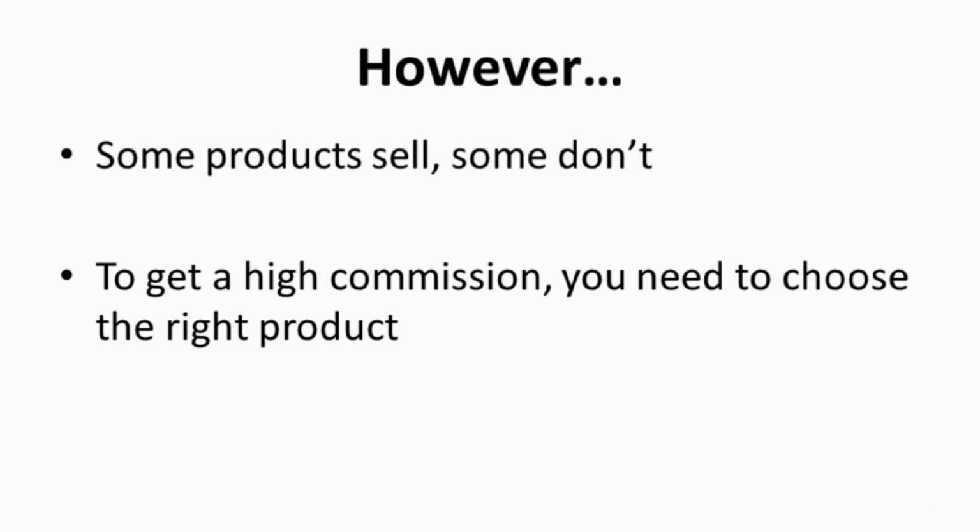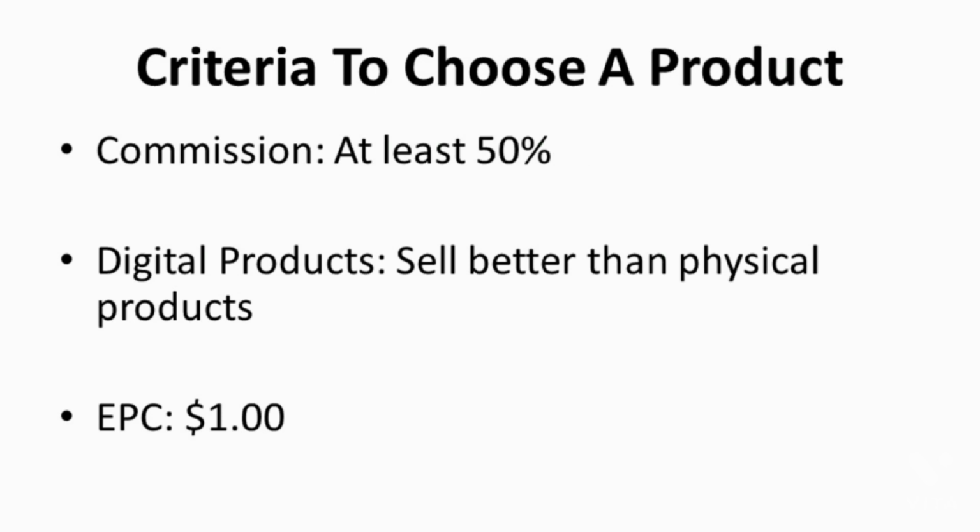However, some products sell and some don't. That has always been how business works. If you choose the wrong product, you will not earn as much as you would expect. So, how do you avoid making this mistake? By having a set of criteria, of course. Criteria that a product must meet before you can sell it.